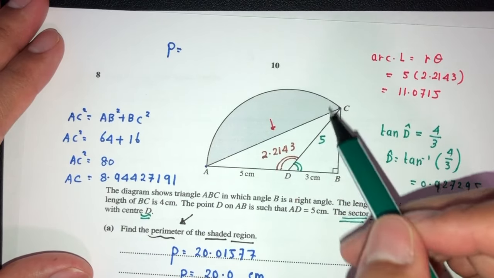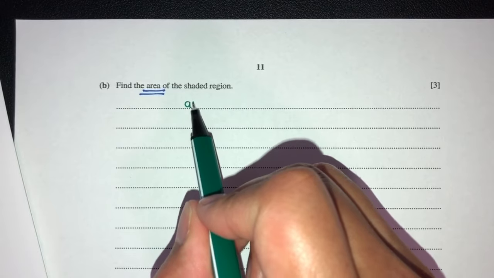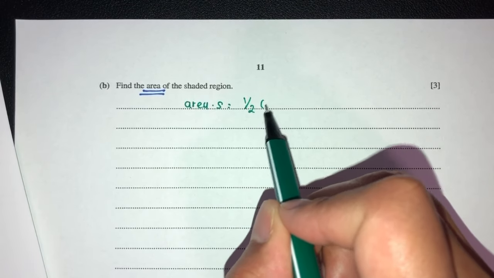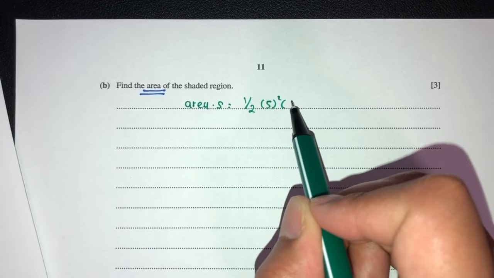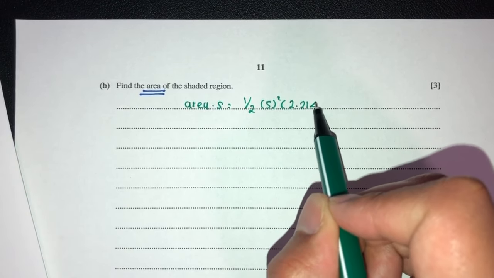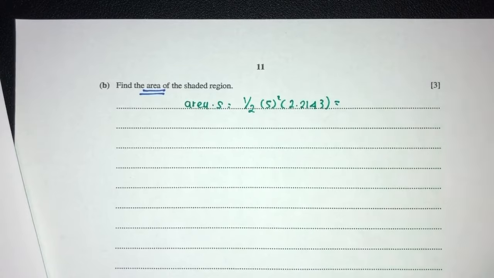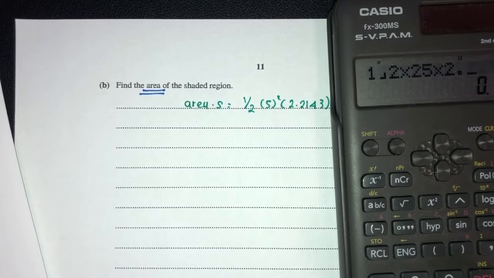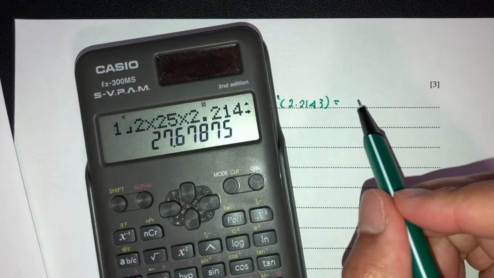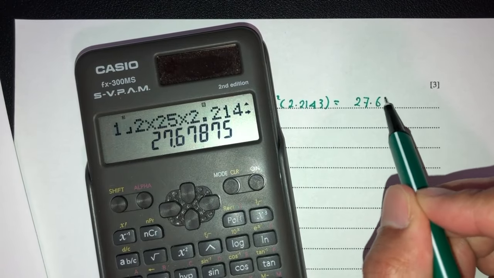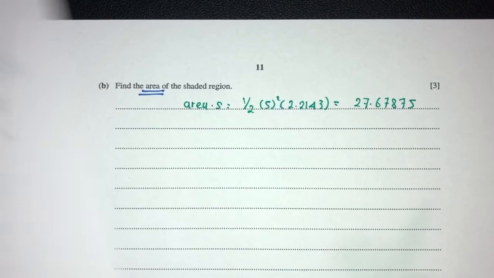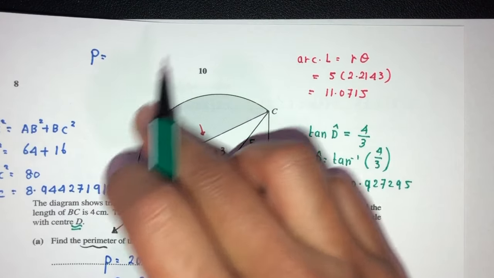Area of everything is, it is just using your formula, which is what? Area of sector is half r square, which is 5 square, and the angle is 2.2143. This is the area of the whole thing. Half times 25 times 2.2143. That should be 27.67875. That's the area of this sector over here.